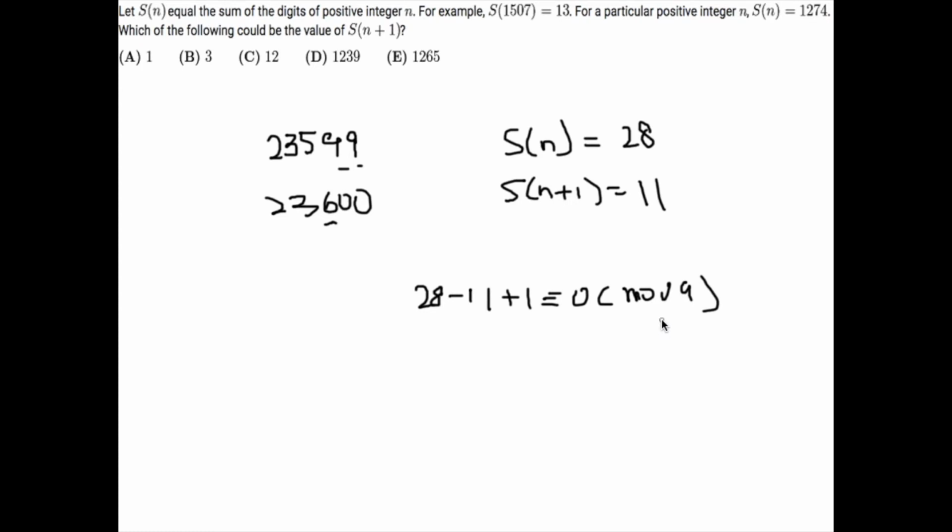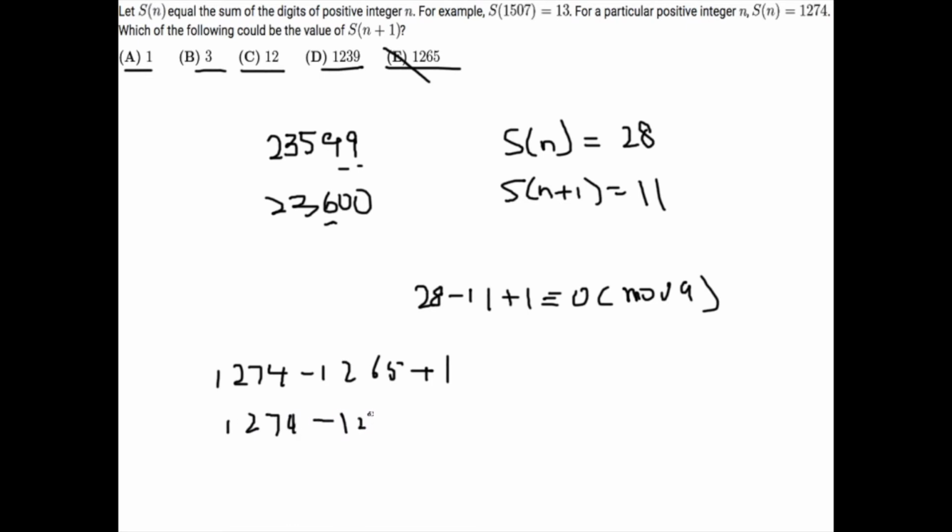0 mod 9. So what we can do is basically try these answer choices to see which one satisfies this property. So let's try 1274 minus 1265 plus 1 is 10. That's not 0 mod 9. So E can't be the answer. 1274 minus 1239 plus 1 is equal to, let's see, 36, I think. And that is 0 mod 9. So we know the answer is D.